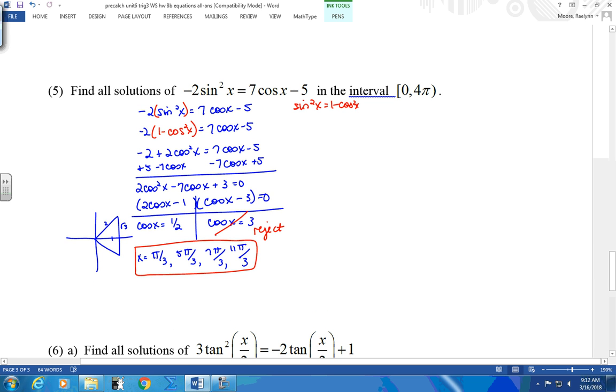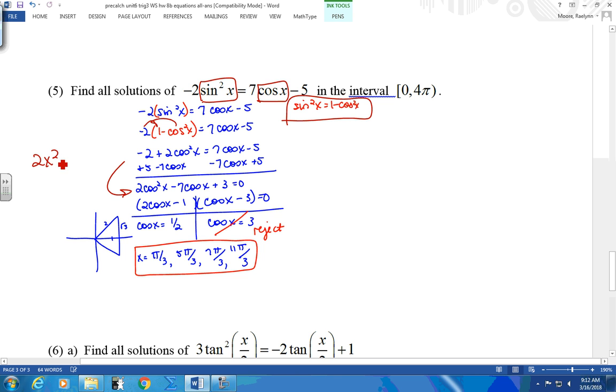This is a nice one, but you have 2 variables. Use your identity and replace the sine with the cosine. You cannot replace the cosine. Distribute, collect your like terms, and you should come out with this. And then you can factor.